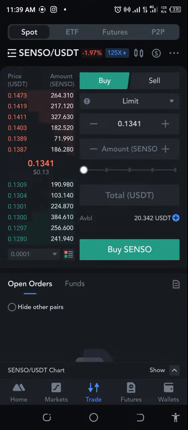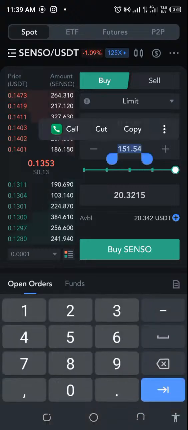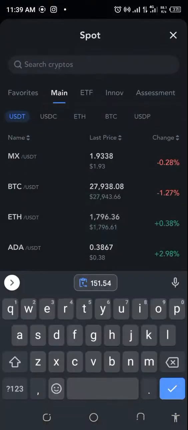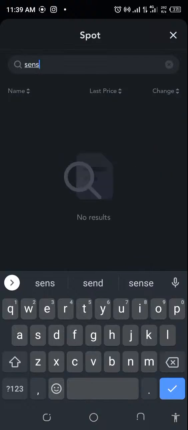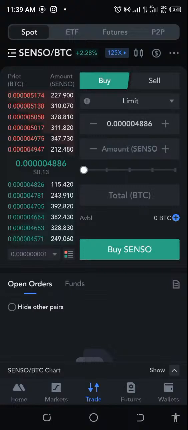And what do we have here? We've got Senso USDT. Okay, so now let's try this out with the basic simulation, and then we'll see whether we can get this going. We have 151.54. Okay, let's copy that. And then let's quickly change this to Senso BTC and see what we get.